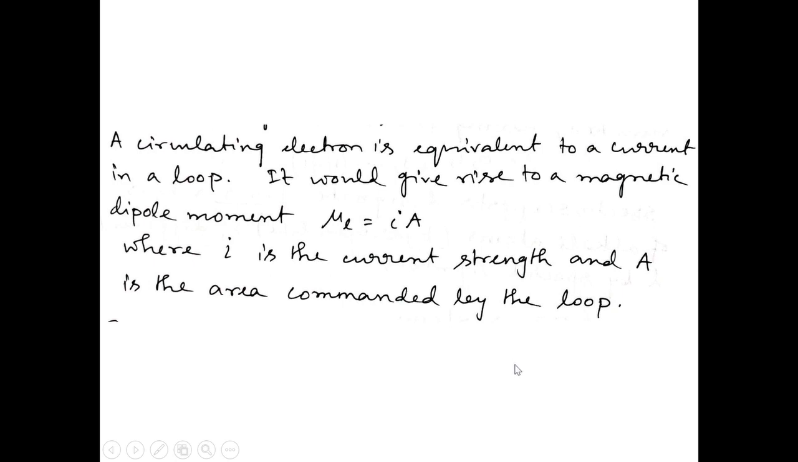So when we have the loop, it gives rise to a magnetic dipole moment, which is I into A, the product of the current of the moving electron and the area of the loop through which it is orbiting. Now, I is the current strength and A is the area of the loop. The figure is like that: it is a closed loop, the elliptical path, the electron at position A, the next time at B, and the angular gap is d theta.